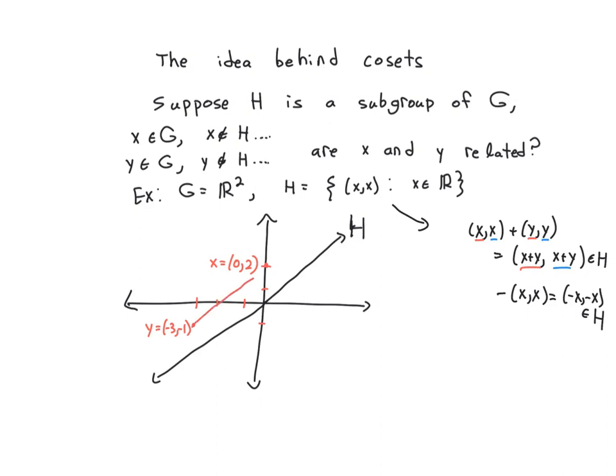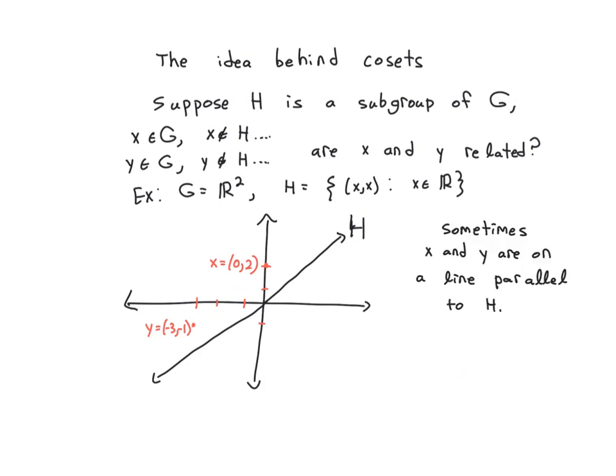Well, yes, there's a straight line between them that is parallel to this one. They still lie on a line of the form y equals x plus something. In fact, y equals x plus 2, isn't it? If you plug in 0 for the first coordinate, you get 2 for the y coordinate. If you plug in negative 3, you get negative 1. So the point I was trying to make in this particular example is it could be the case that x and y are on a line that's parallel to H.